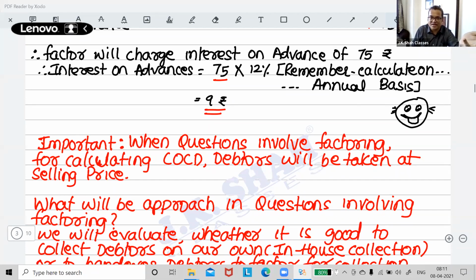Correct? And that's why whenever it comes to factoring, whatever calculation of COCD we have to do, we will always consider which price? Selling price. Selling price. Mahesh.